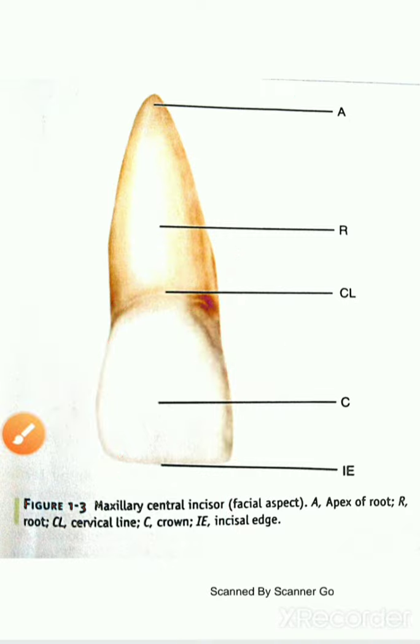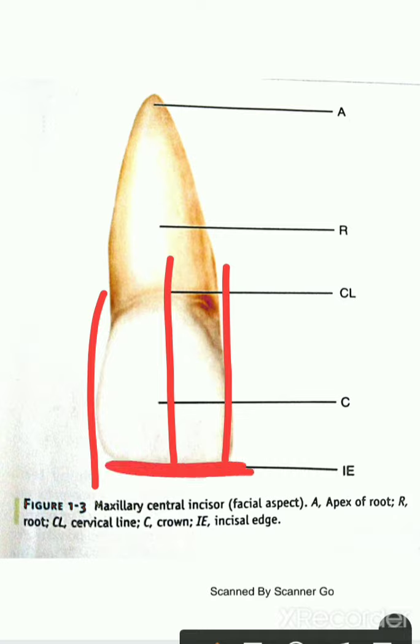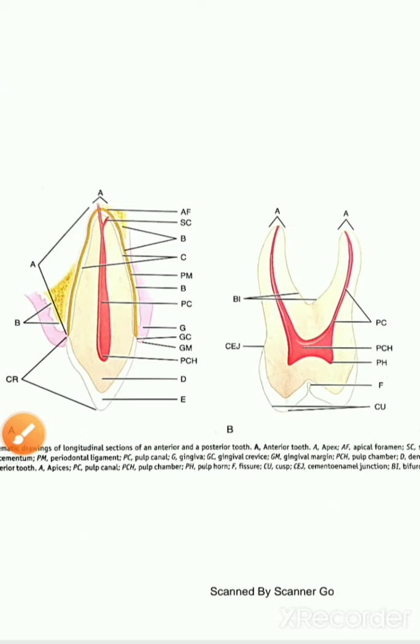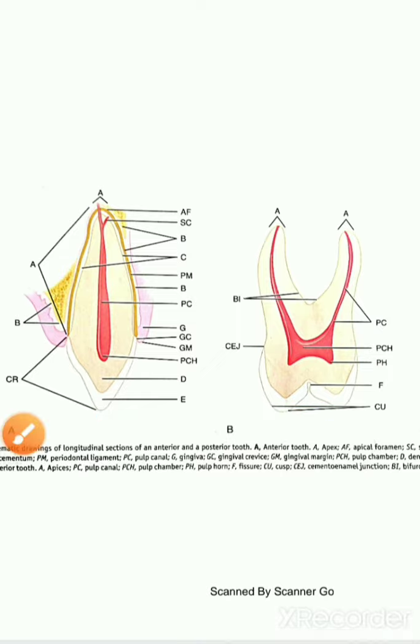For anteriors, we have labial, and the opposite side lingual, mesial, and distal, and also the incisal surface. So usually four surfaces. For posterior teeth, we have an extra occlusal surface, in addition to these. Posterior teeth have cusps, whereas anterior teeth usually don't have any cusp. So we have incisal areas here, and occlusal surfaces here, and this is the gingival tissue.